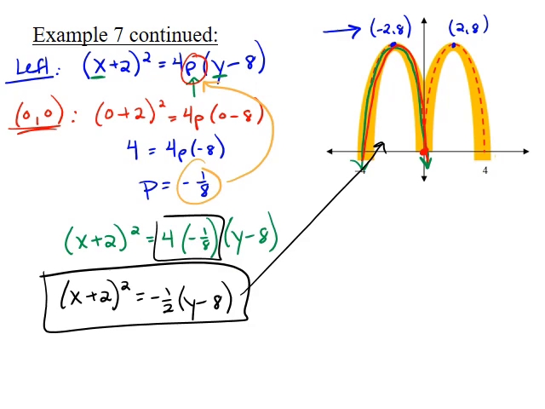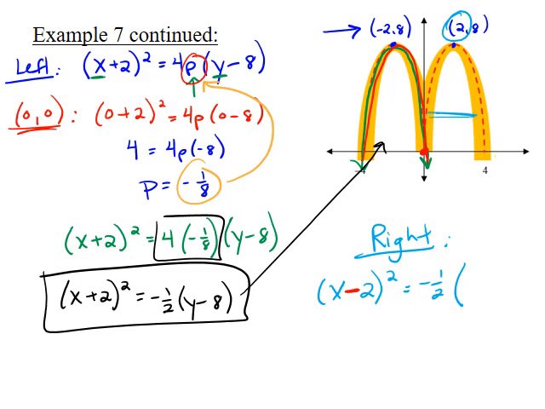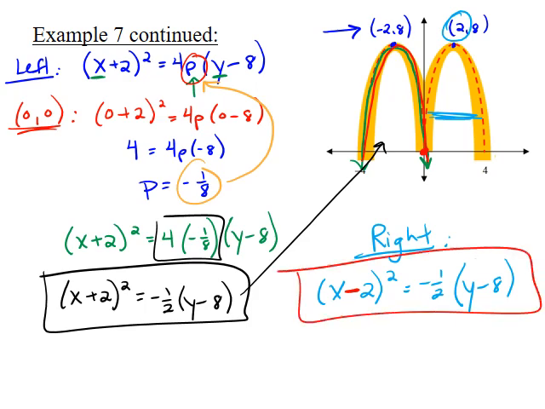The right parabola is the exact same thing with one difference, and that is the x value of the vertex. Everything is done the exact same way, but you will find that instead you'll have the quantity x minus 2 squared. This is the only difference. Is equal to, again, a negative 1/2 because it's opening downward and has the same width, and y minus 8. And that concludes section 10.3.